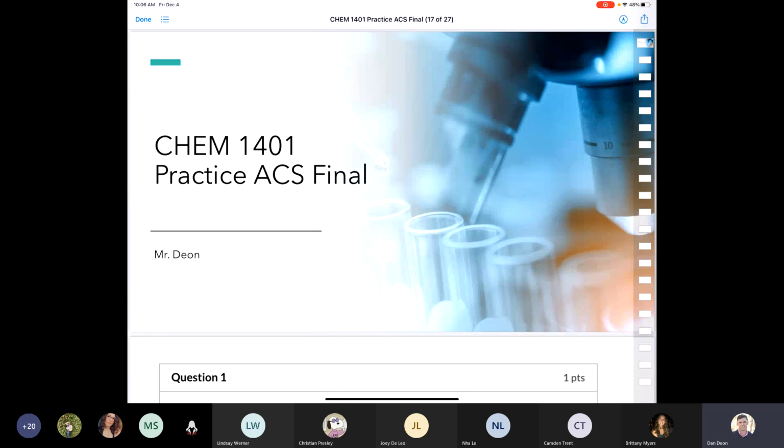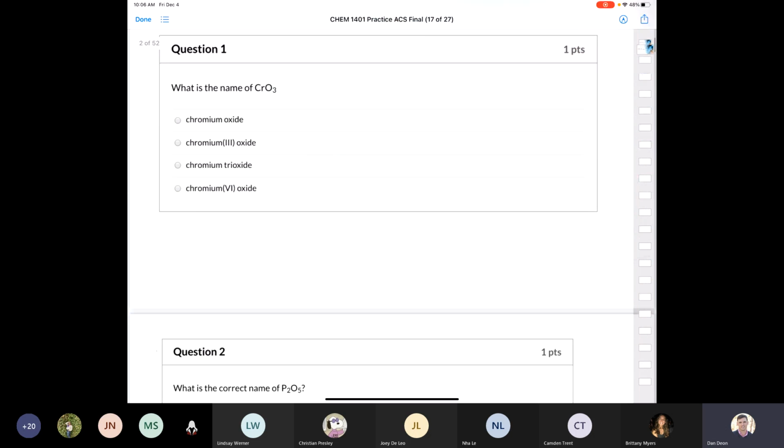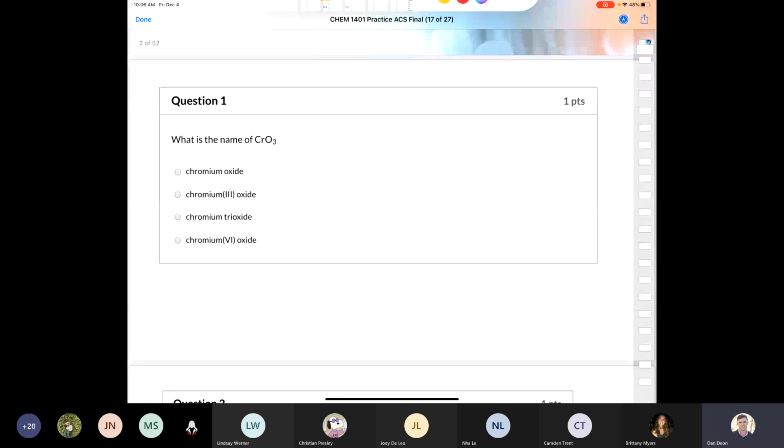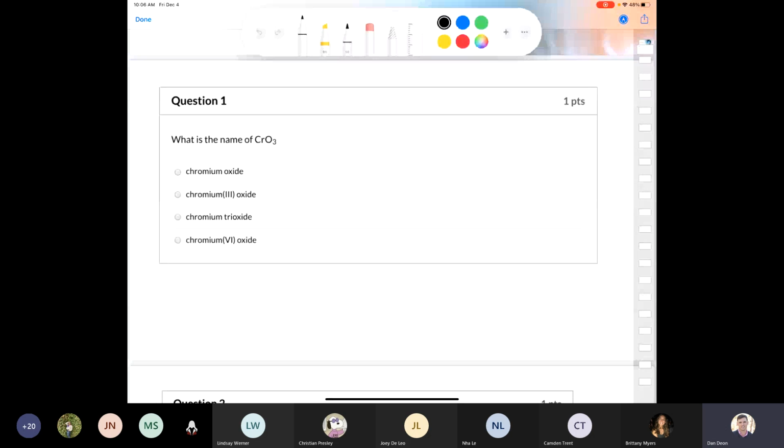let's get moving here. So Chemistry 1401, practice ACS final. Yes, you will always have a periodic table in chemistry. We never expect you to memorize it. Let's take a look at question number 1. Of course, we give you a periodic table that oftentimes doesn't have the name of the elements. Those are the ones that I prefer. It's not always what the university uses.